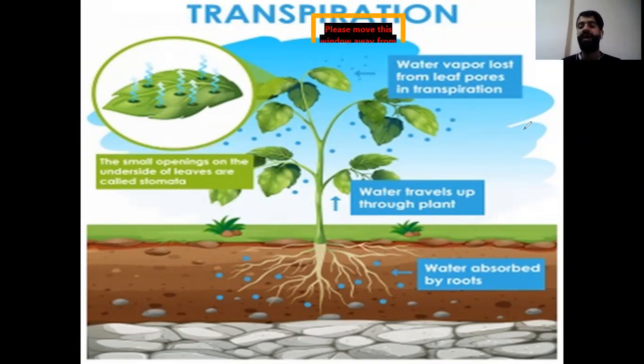So all of you know the process of absorption. What is the process of absorption? It is the absorption of water by the roots of the plant. So water is absorbed by the roots. Then the water will travel up to the stem and then to the leaves, where the process of transpiration occurs.